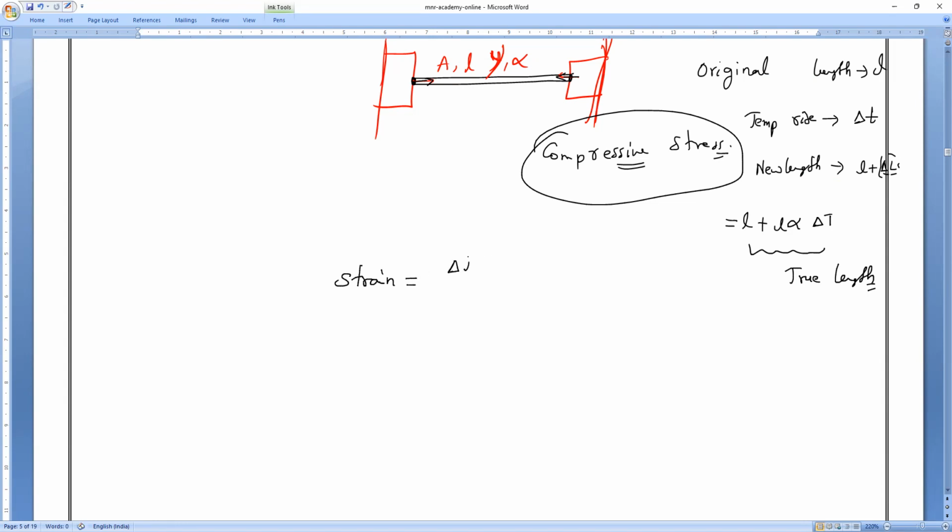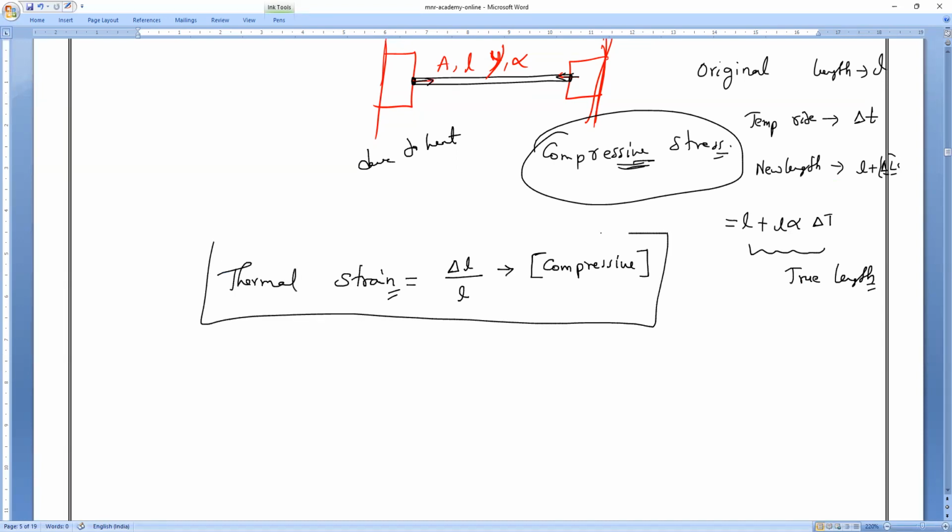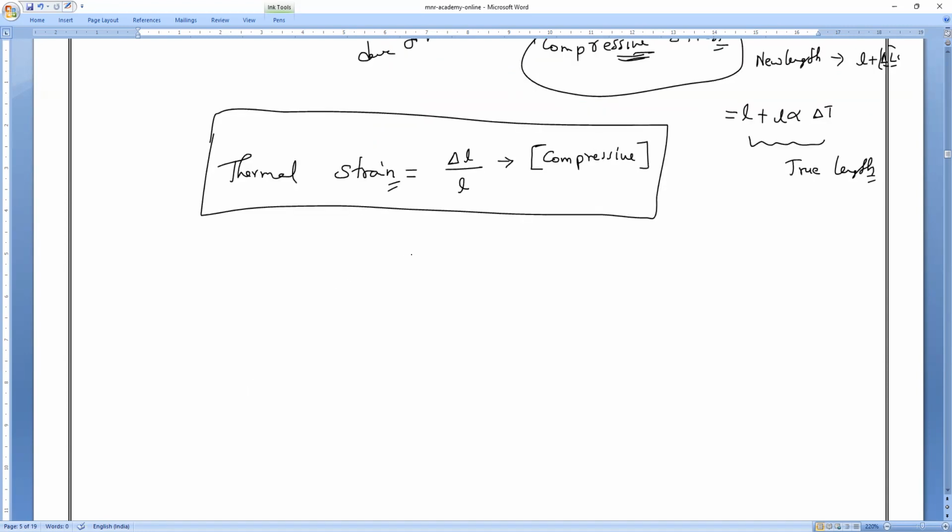Strain is equal to change in length divided by original length. But this strain is because of what, compression or expansion, everybody? Compression. As it is because of compressive stress, a compressive strain is developed due to the heat. That is why this strain is called thermal strain. So thermal strain is equal to delta L divided by L, which is the compressive strain. Because of compressive stress, it is happening.